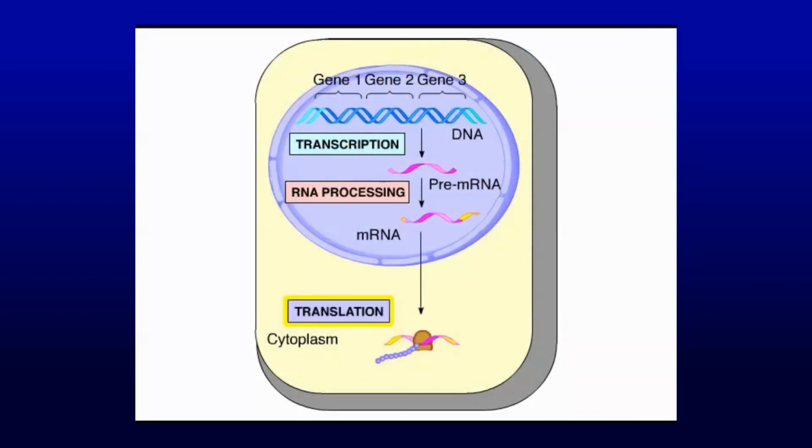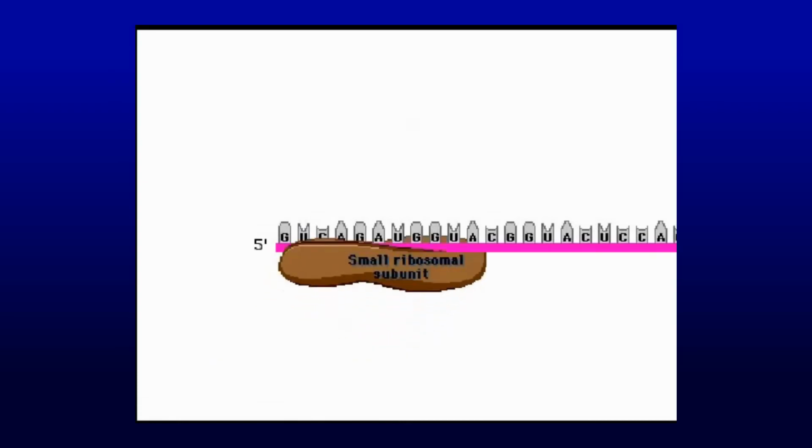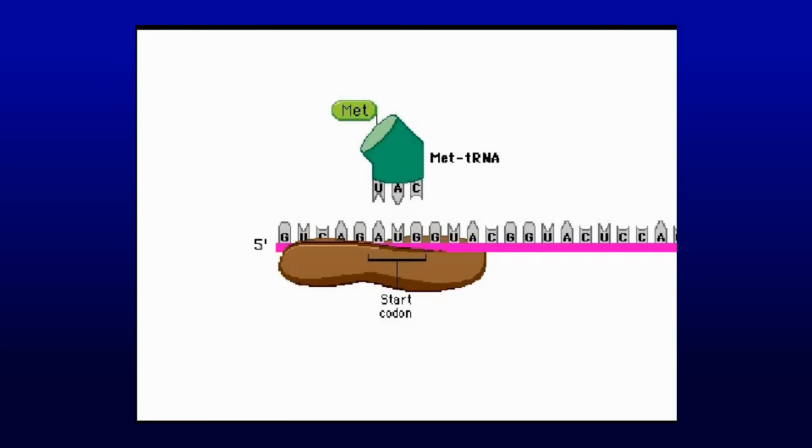In translation, a cell reads an mRNA message and assembles a polypeptide accordingly. We can divide translation, the process of building a polypeptide, into three stages: initiation, elongation, and termination. Translation is initiated when the small ribosomal subunit binds to the leader at the 5' end of the mRNA molecule. The anticodon of the initiator tRNA binds to the start codon, AUG. The initiator tRNA always bears the amino acid methionine.